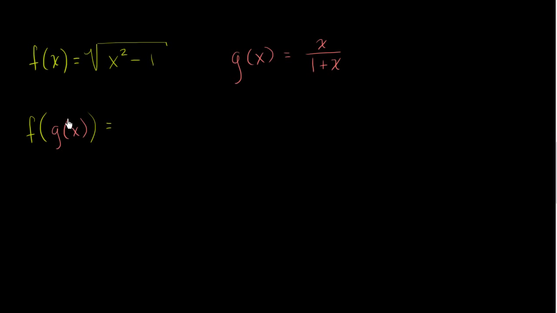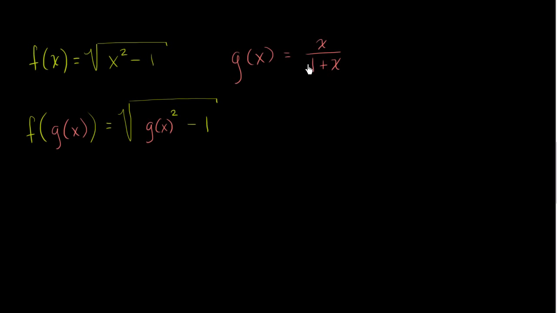Well, g of x in this case is the input to f of x. So wherever we see the x in this definition, that's the input. So we're going to replace the input with g of x. We're going to replace the x with g of x. So f of g of x is going to be equal to the square root of, well, instead of an x, we would write a g of x, g of x squared minus 1. Now, what is g of x equal to?